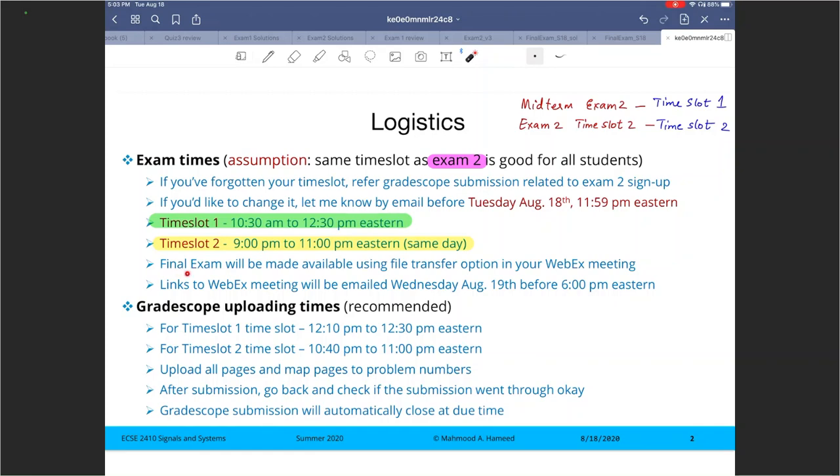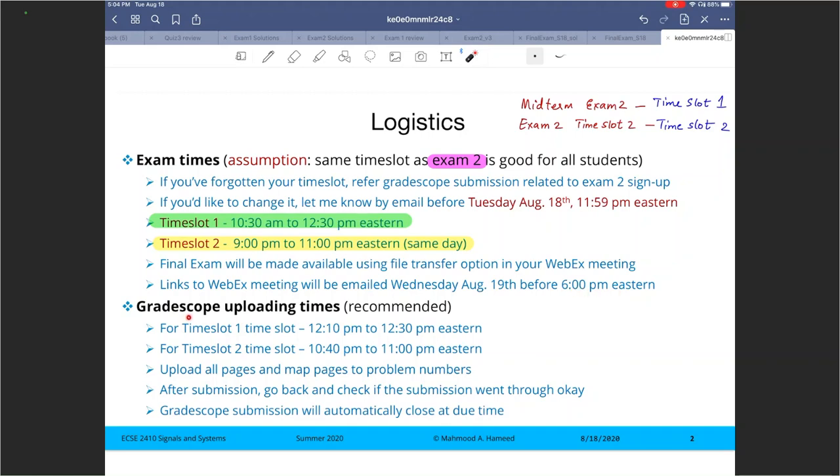Now, final exam is going to be made available using the file transfer option in your WebEx meeting. I will do that a couple of minutes before the start of exam time, so that those of you who have a printer handy can print the exam just the same way we did for exam 1 and 2. Now you guys will be using your own paper supplies, so have a bunch of blank sheets with you and writing supplies handy while taking the exam. And like I mentioned, links to the WebEx meeting for your time slot will be emailed tomorrow before 6 p.m. Eastern time.